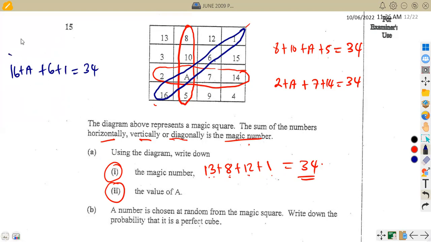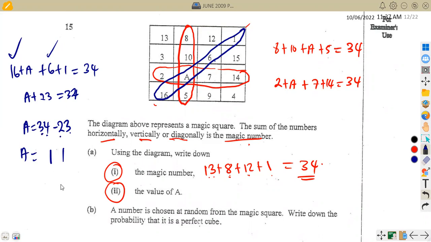Okay, so let's see what you're going to have. 16 plus 6 here, that is going to be 22 plus 1 is 23. So it's A plus 23, which is equal to 34. All right, so to find A is going to be 34 minus 23. 4 minus 3, that's 1. 3 minus 2, that's 1. So A is going to give us 11. Okay, so just cross-check your answers. Here you must obtain 11. Also here your A must be 11. So just cross-check anyway.